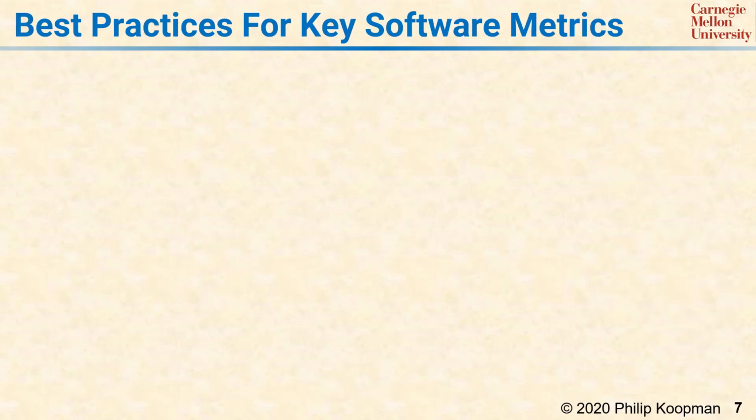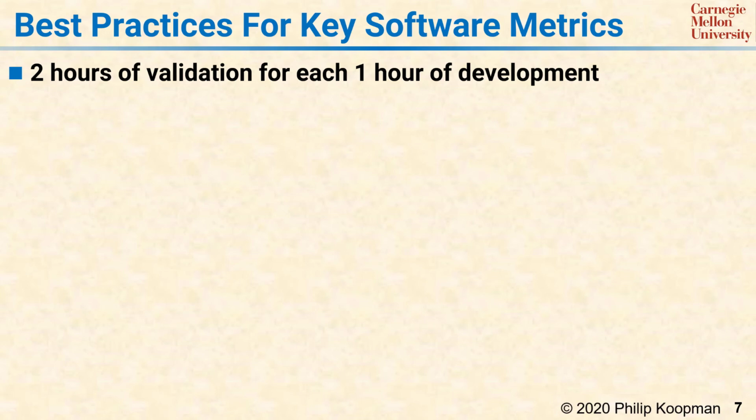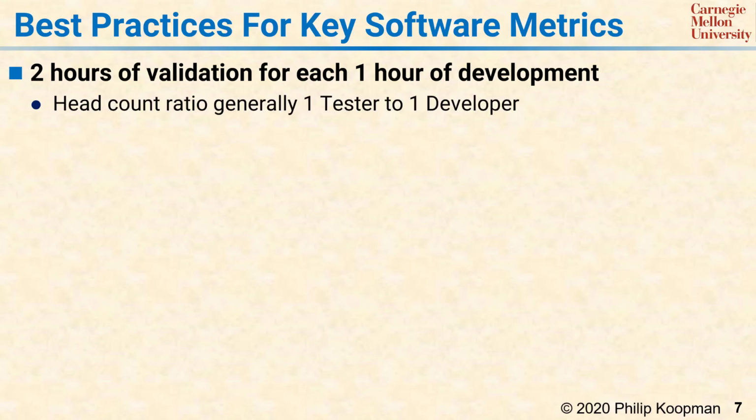Summing up, here are the best practices for key embedded software metrics. You should be spending about 2 hours of effort on validation for each hour you spend on development. As we discussed, that usually results in a headcount ratio of about 1 tester for each developer. The headcount ratio might change depending on how you divide responsibilities, but what's important is that the ratio of effort in hours should be about 2 hours of validation for each hour of development.